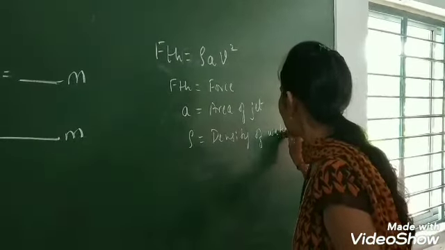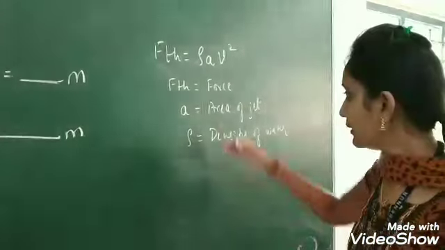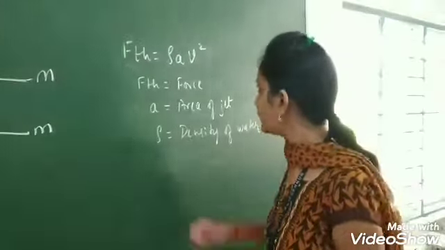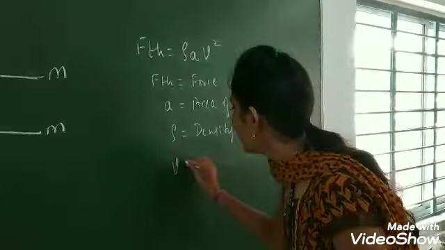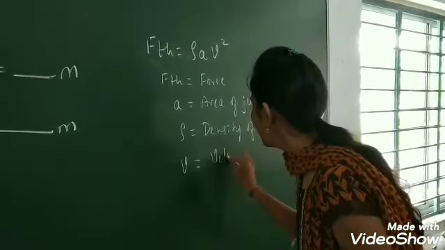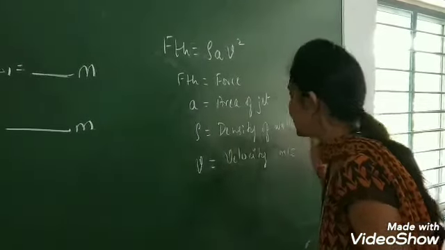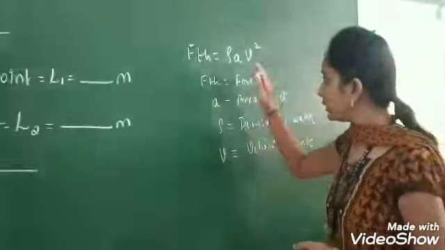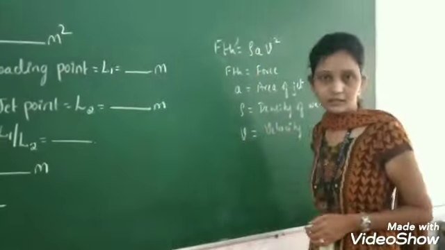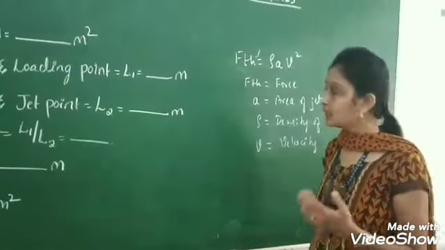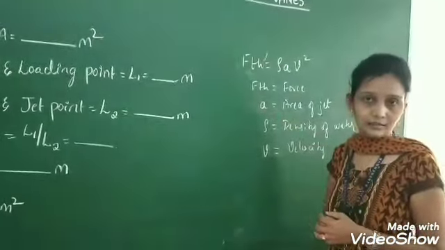Density is usually in terms of kg per meter cube, and area is in terms of meter square. And this velocity V is nothing but the velocity of the jet, in terms of meter per second. This is for the flat wing. By using this equation, we can calculate the F theoretical value, nothing but the force exerted on the flat and curved wing.